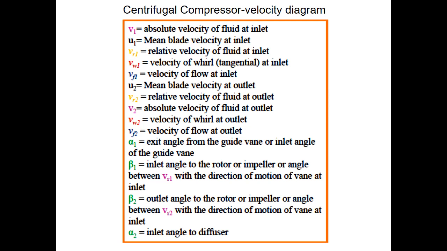Now we do have four angles here. Alpha 1, it is the exit angle from the guide vane or inlet angle of the guide vane. Beta 1, inlet angle to the rotor or impeller or angle between VR1 with the direction of motion of vane at inlet. Beta 2, outlet angle to the rotor or impeller or angle between VR2 with the direction of motion of vane at inlet. Alpha 2, inlet angle to the diffuser.